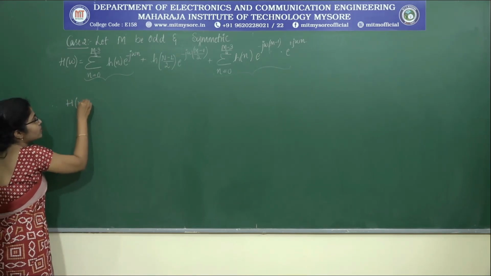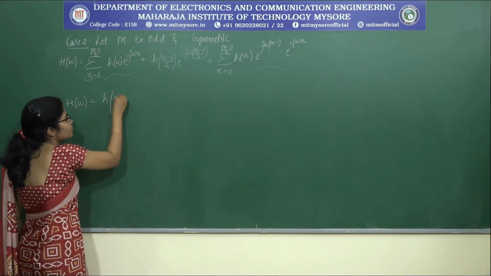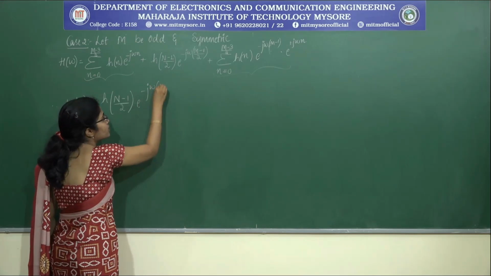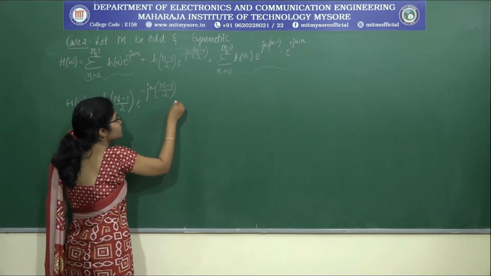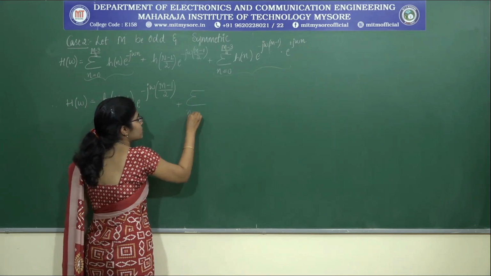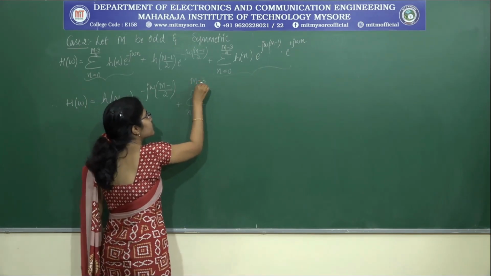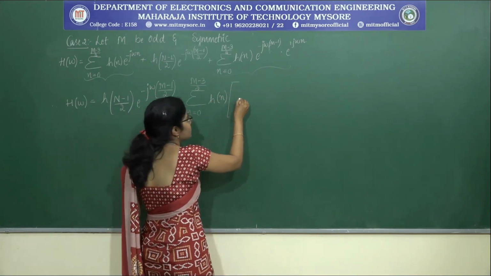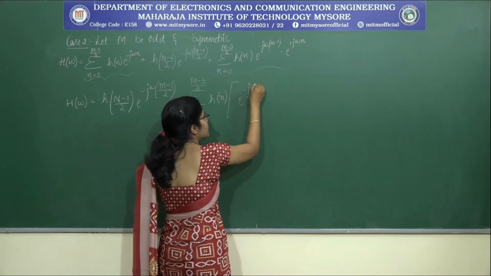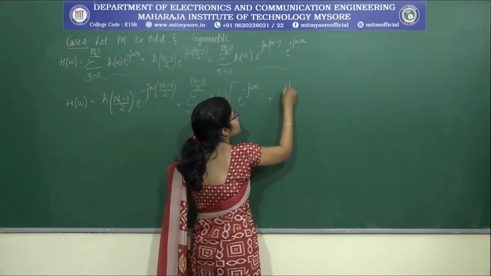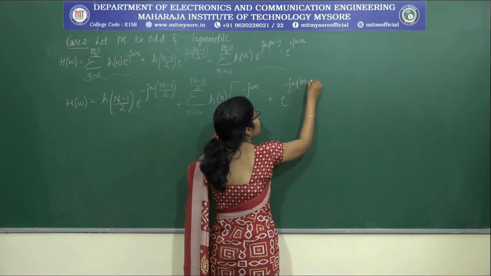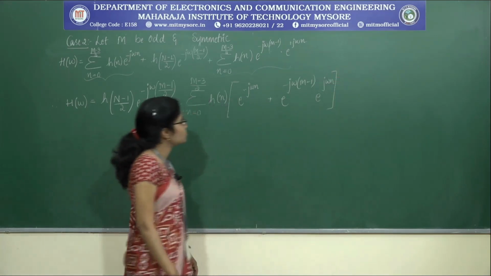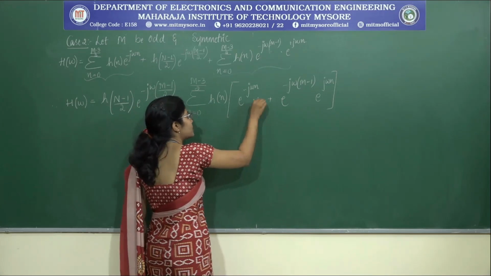Therefore H of omega will be equal to h of (m minus 1)/2 into e power minus j omega (m minus 1)/2 plus summation n ranges from 0 to (m minus 3)/2 of h of n into e power minus j omega n plus e power minus j omega (m minus 1) into e power j omega n. Now what let us do is, I will assume this is multiplied with 1.